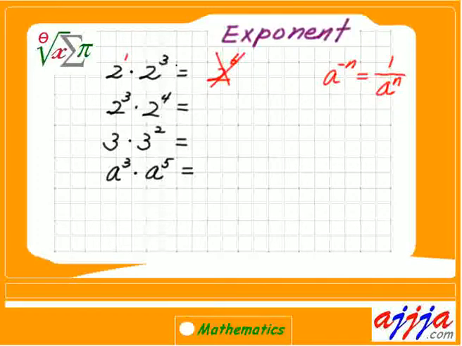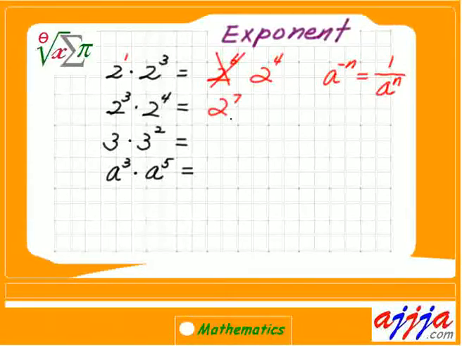So 2 to the fourth power. You have to add this exponent, right? Now, what about this one? 2 to the third power, then it's 2 times 2 times 2. Okay, this one, the fourth power together, 2 to the seventh power. That's right.